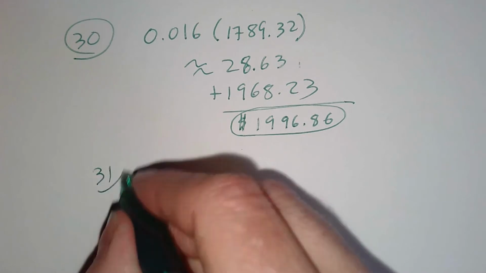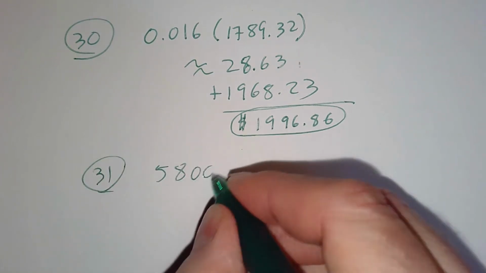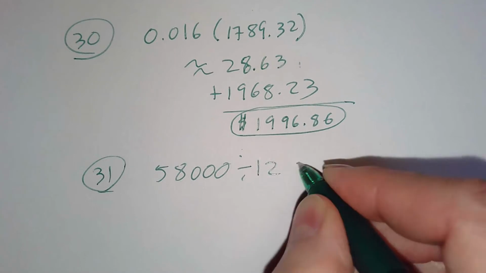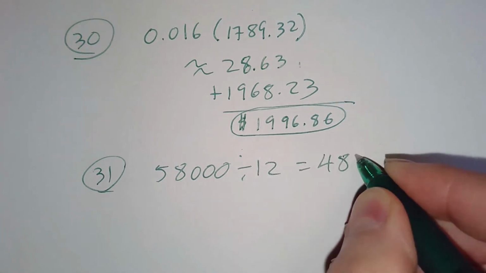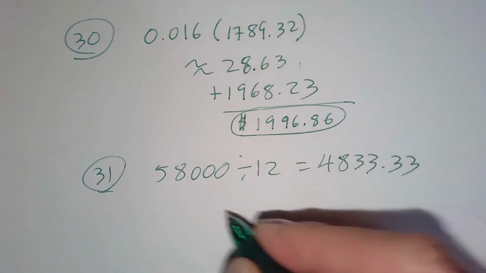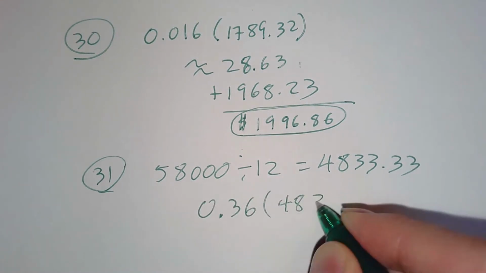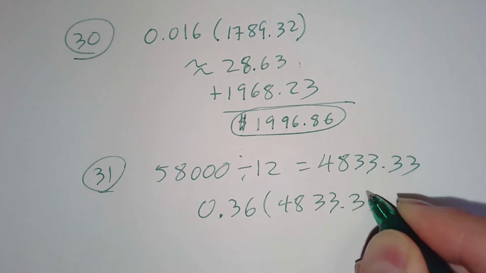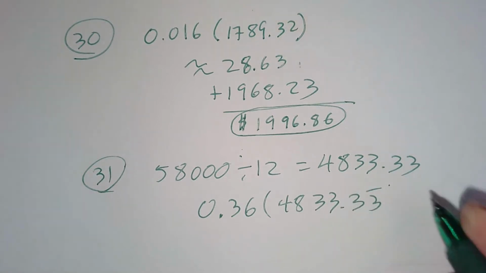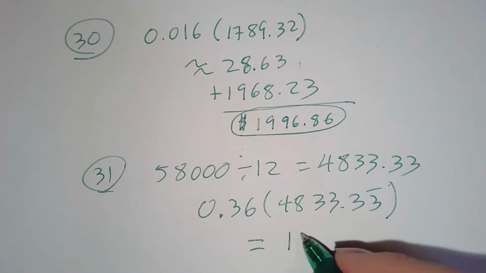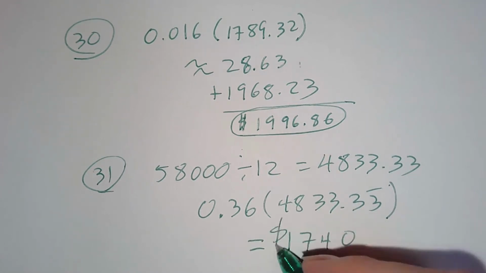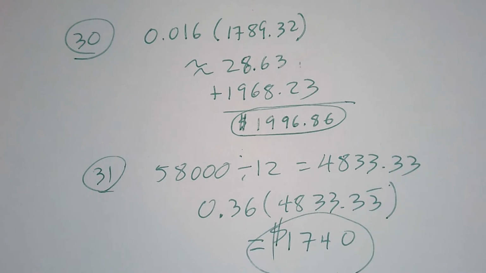So I'll write that down. And then we multiply that by 0.36. Actually, that decimal was repeating. And that gives a maximum credit card obligation of $1,740.